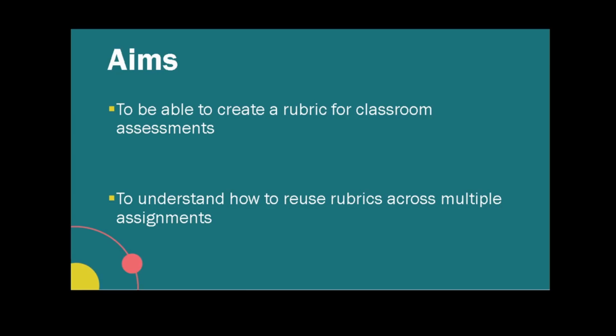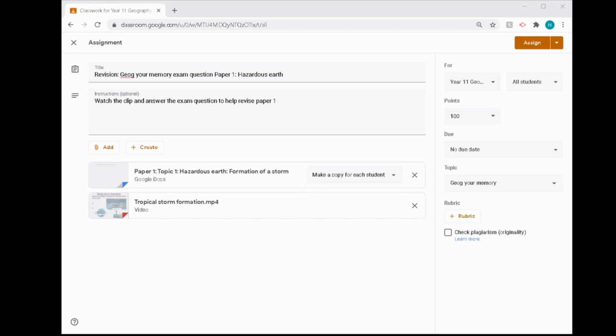Okay, so now that we have fulfilled our first aim, we are able to create a rubric for our classroom assessment. We're now going to have a look at how we can save time. Rather than having to create a new rubric every time we create an assessment on the classroom, we can actually reuse our previous assignment rubrics. This will allow us to spend more time going through and actually giving feedback to our students rather than creating the assessment objectives each time. Okay, so let's take a look at how we can reuse a previously used rubric.